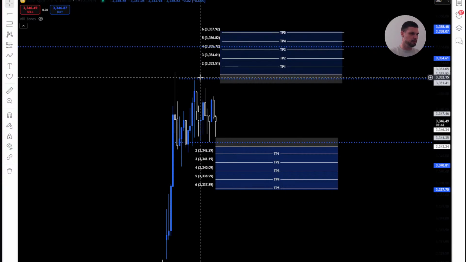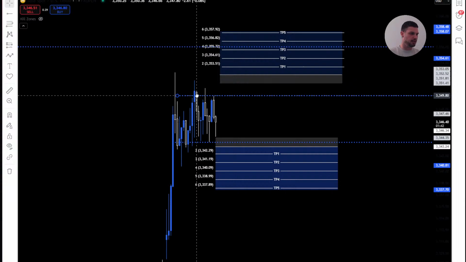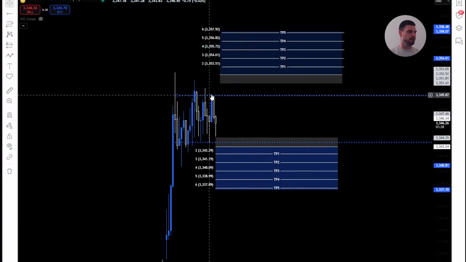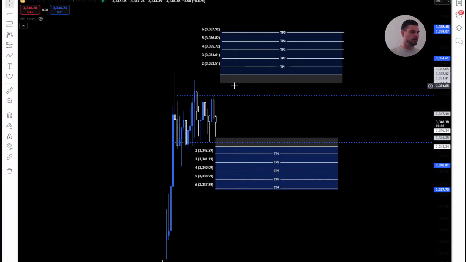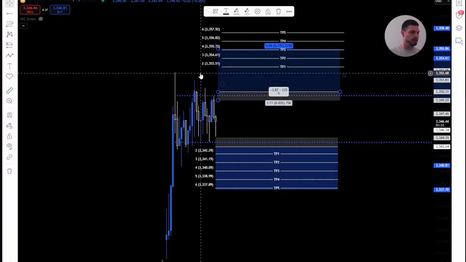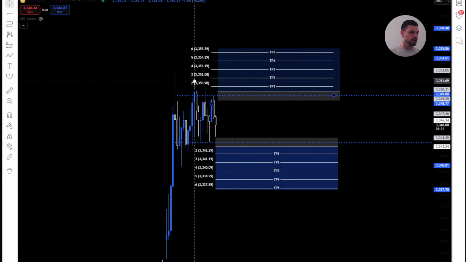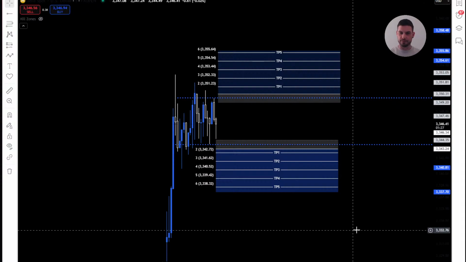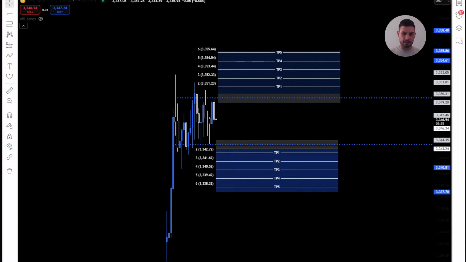We could potentially come down to this level now. Yep. So this level now has created a new resistance level. So I will come down to that level now. That's our new resistance. That's what we're looking at. Perfect. We'll come back down. Close that.